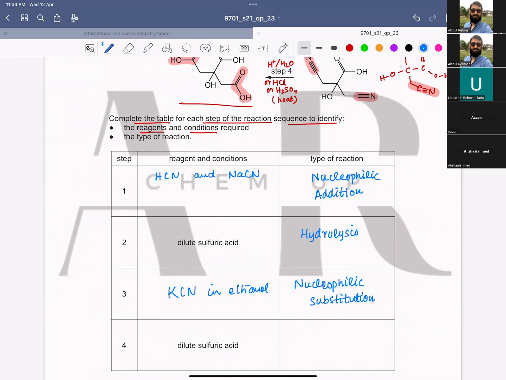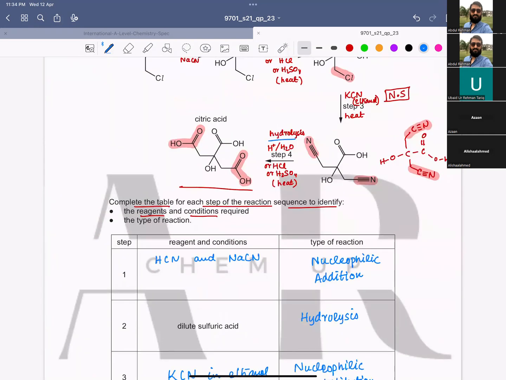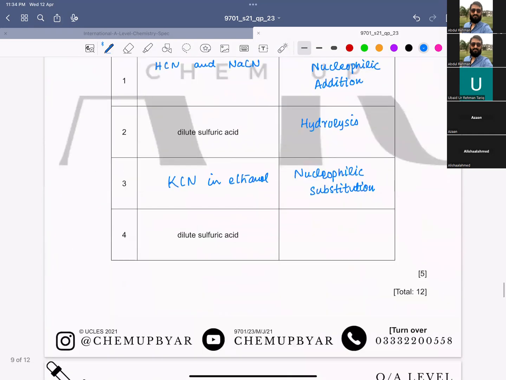Now, step 4, again dilute sulfuric acid is used, and we have decided it's also a hydrolysis, so I may write hydrolysis over here. Yes, is this understandable to everyone?